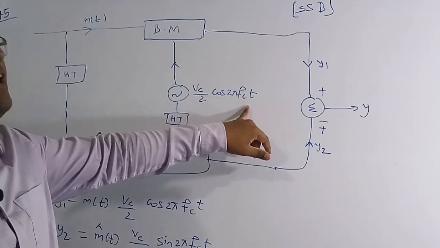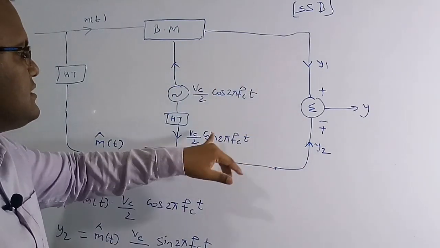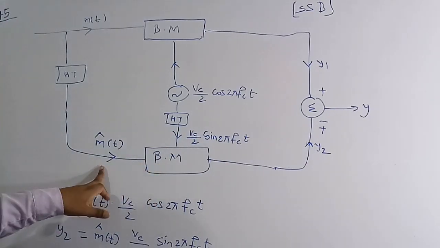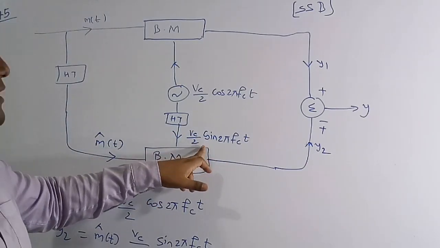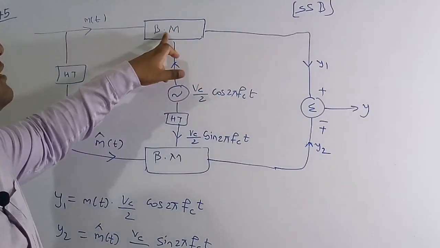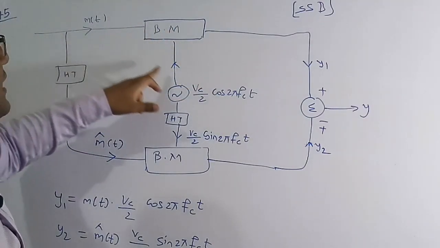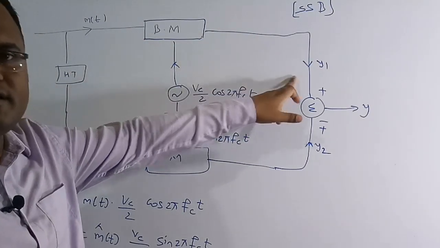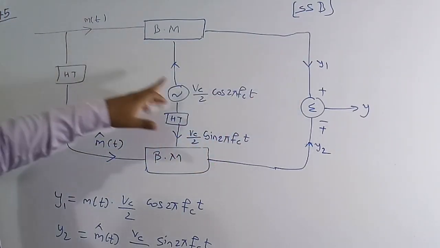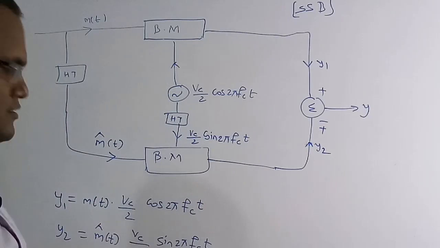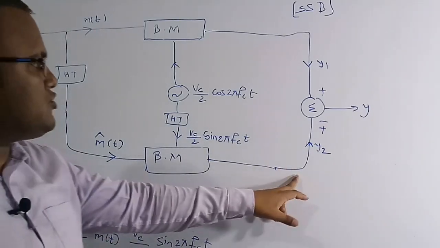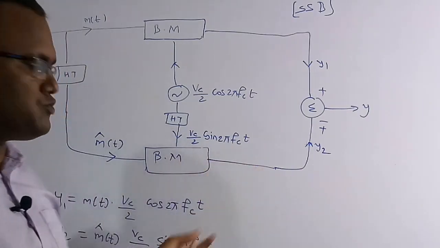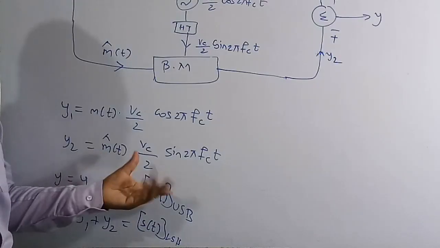So cos of 2 pi FCT minus 90 degrees is nothing but sine of 2 pi FCT. Therefore for this balanced modulator the inputs are M dash of t and Vc by 2 sine 2 pi FCT, and for the other balanced modulator the inputs are M of t and Vc by 2 cos 2 pi FCT. So this y1 is nothing but M of t into Vc by 2 cos 2 pi FCT, that is what I have written here. And this y2 is the product of M dash of t into Vc by 2 sine of 2 pi FCT.